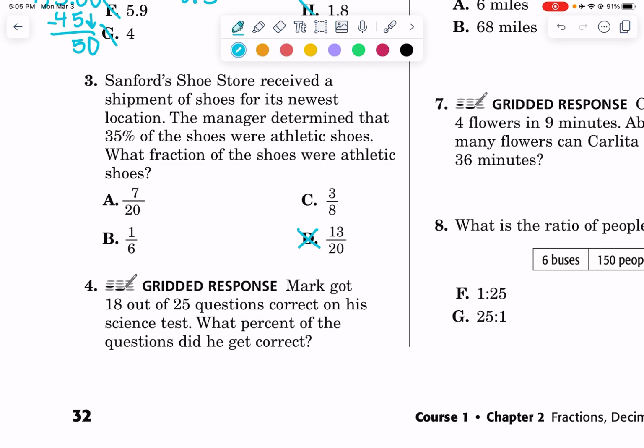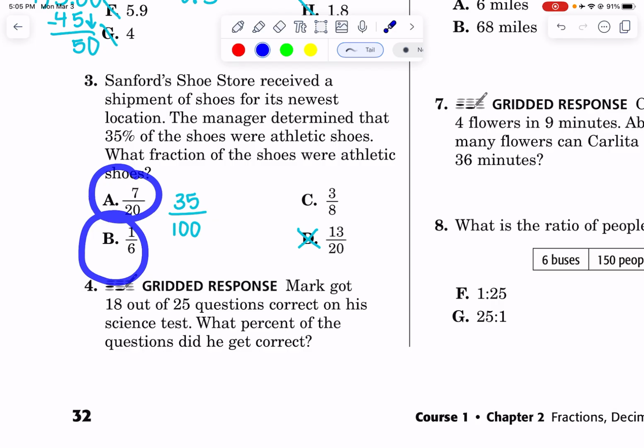So let's convert 35% to a fraction. Percent means out of 100, per 100. So we're going to write 35 over 100. Well, there's no answer that says 35 over 100.